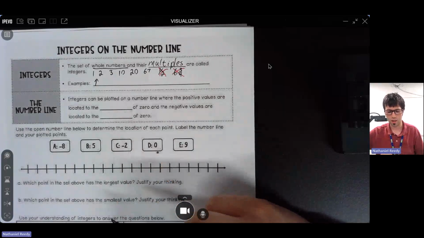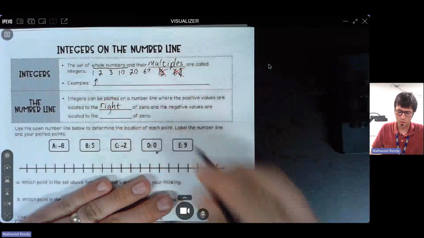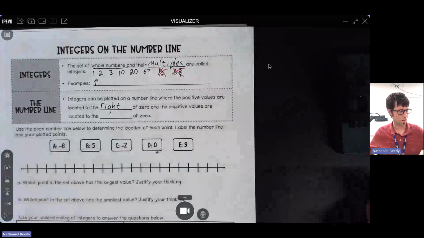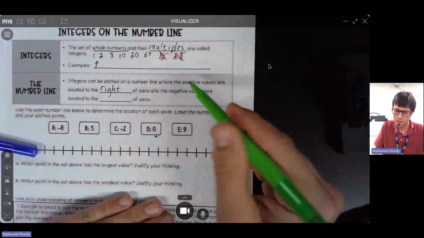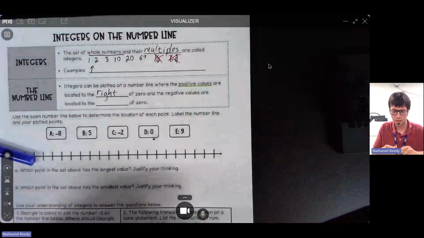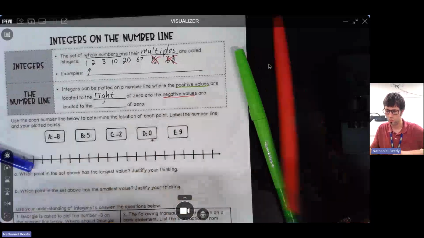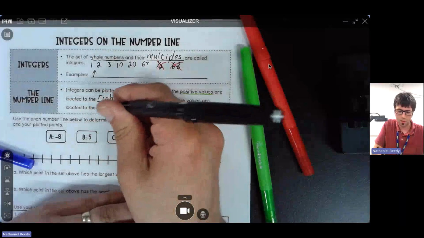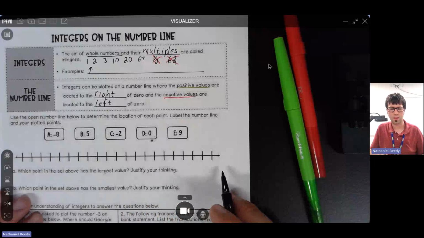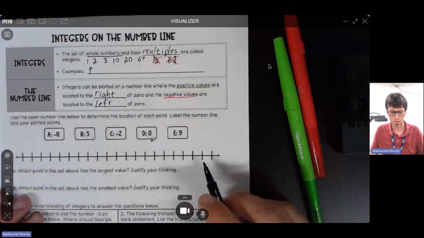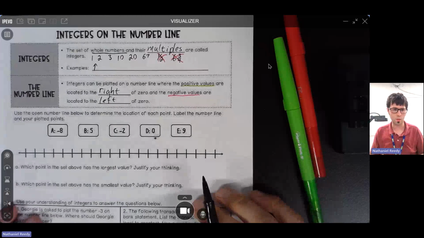Integers can be plotted on a number line where positive numbers are located to the right. So the right side of 0 is where the positive numbers are. The positive values are to the right and the negative values are located to the left of 0. You probably saw a number line like this in math lab, or in a similar course. So let's look at this number line and see what it's asking us to do.